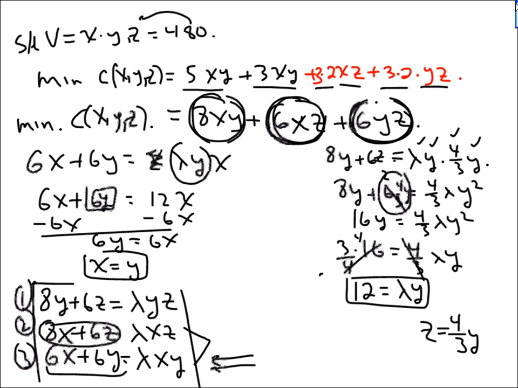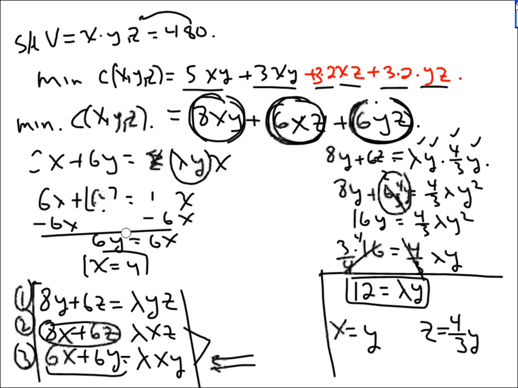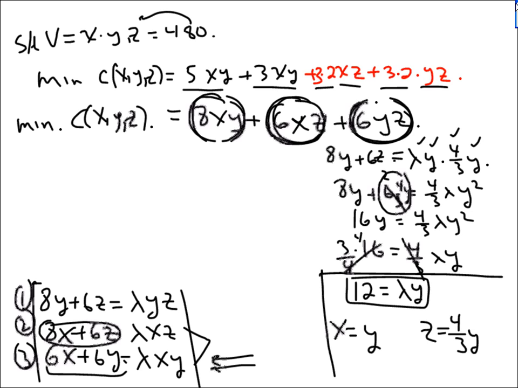Okay, let me put that down here. These are important statements. X and y, they're the same. X equals y. And lambda y is 12. So let's see if this finally helps us figure out x, y, and z. Just messy algebra.